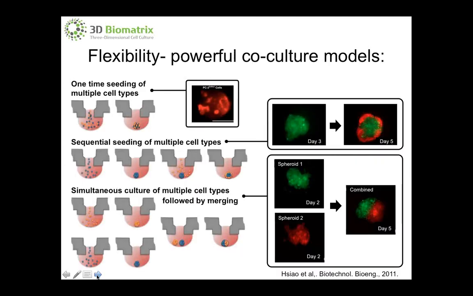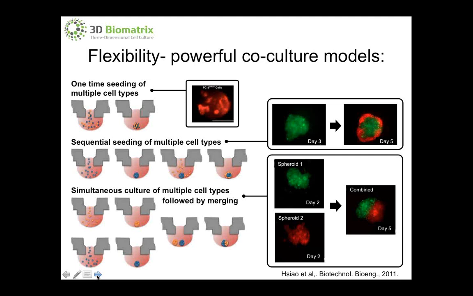So another strong characteristic of the hanging drop plates is that you're able to create very powerful co-culture methods. For example, the first line across the top illustrates the one-time seeding of multiple cell types. In this case, the example you see is red fluorescent protein expressing cells seeded at the same time as non-red fluorescent protein expressing cells. And what you see is the cells then self-pattern into what appears to be a randomly organized spheroid, but the cells will have some role in self-patterning the spheroid.